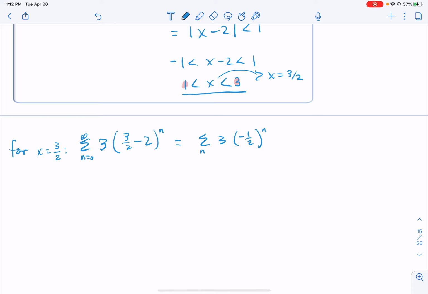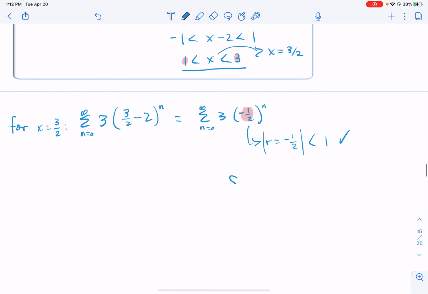Now, since this starts at n equals 0 to infinity, isn't that geometric? And our common ratio here is just -1/2. If you were to take the absolute value of that, that's less than 1, so it definitely converges. And you can find out what it converges to pretty easily because you have a sum formula for that. The first term, if you were to stick in 0, is just going to be 3 because that'll go down to 1. So it's 3 over 1 minus your common ratio, this -1/2.